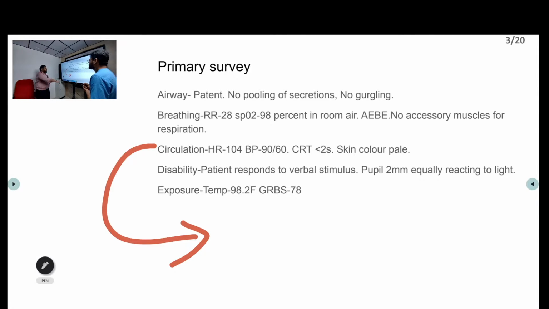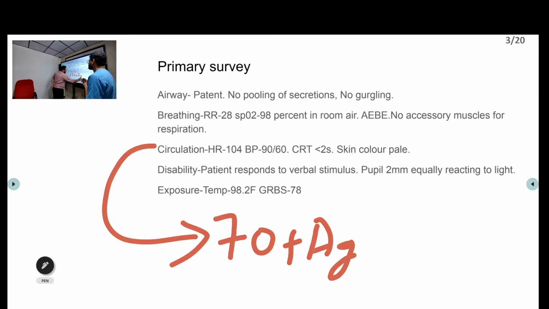Can you tell me the normal heart rate and BP for this age? Our child is 2 years old. Up to 18 months, the heart rate is 80 to 120. BP is calculated as: hypotension systolic is 70 plus age into 2. The child is 2 years old, so the systolic BP can be 74.